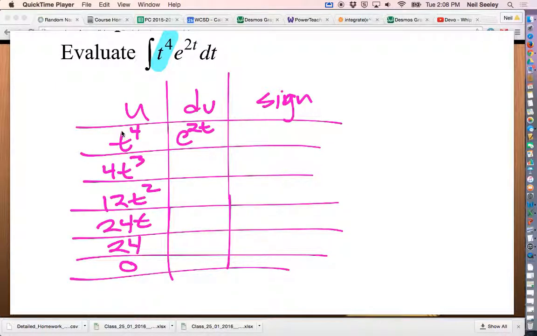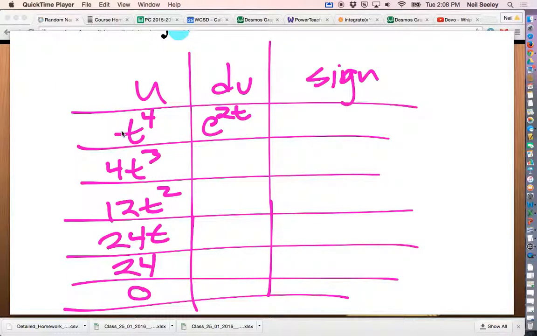Now watch out, I could screw something up here. The integral of e to the 2t is a u substitution. It would be 1/2 e to the 2t. Okay, and then you do it again, and it's a half of e to the 2t, which is a fourth.